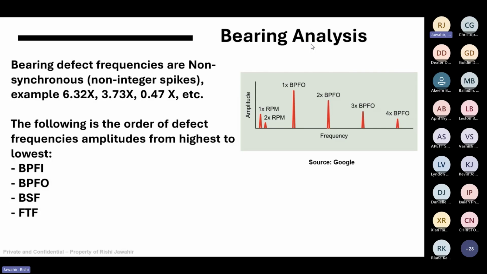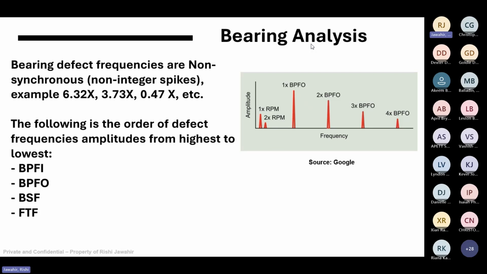If they are subharmonic, less than 1x, and these are rolling element bearings, not general bearings, it can be associated with the defect frequencies, right? So I mentioned the inner race, the outer race, the ball or element, and the train.